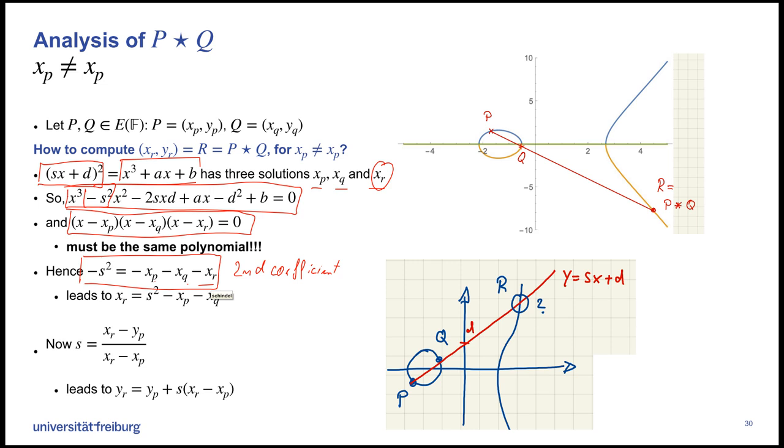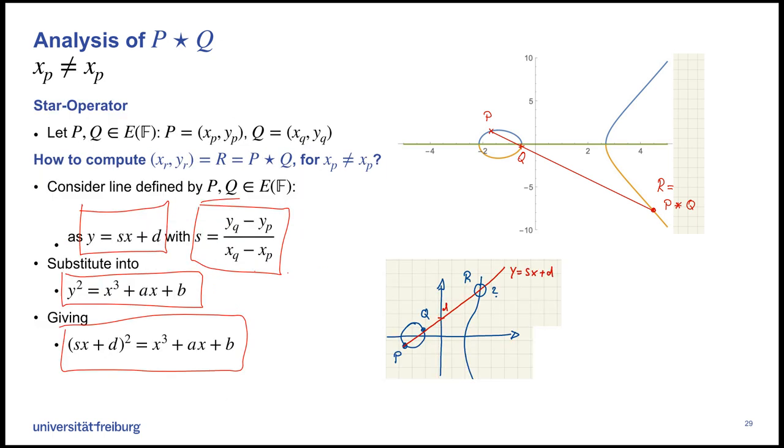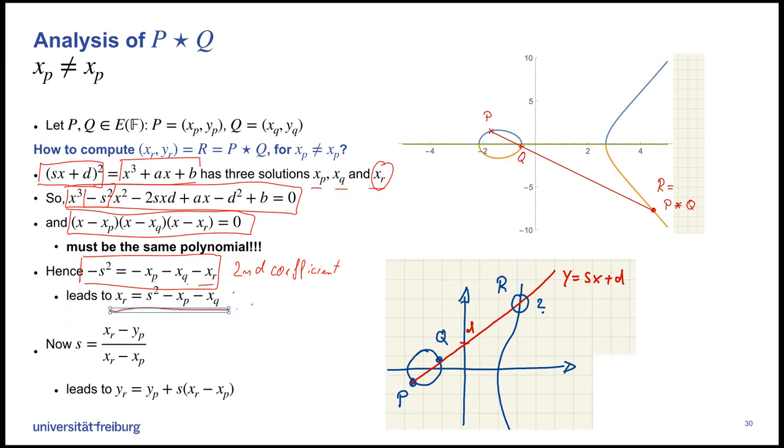So xr is the thing we want to solve for, and so we put it on the right side. Now we have this equation: xr is equal to s squared minus xp minus xq. And s is something we have calculated on that side. So s is already given here. We use that and combine it in this equation. And then xr is done. We can compute xr. We know what the x coordinate is.